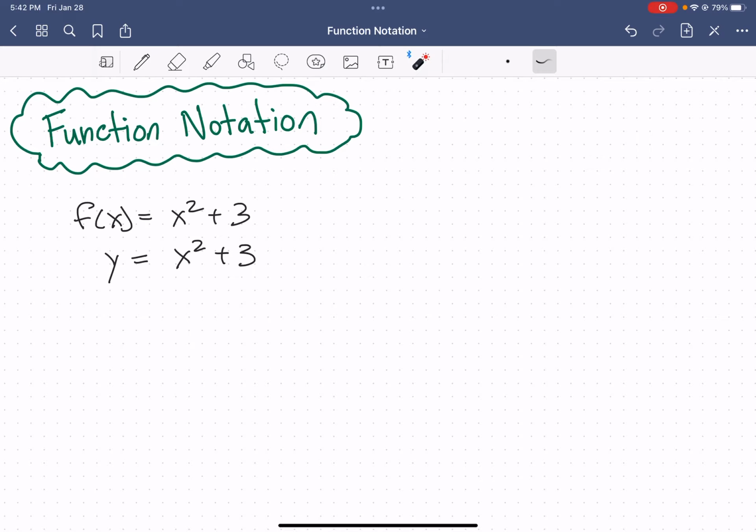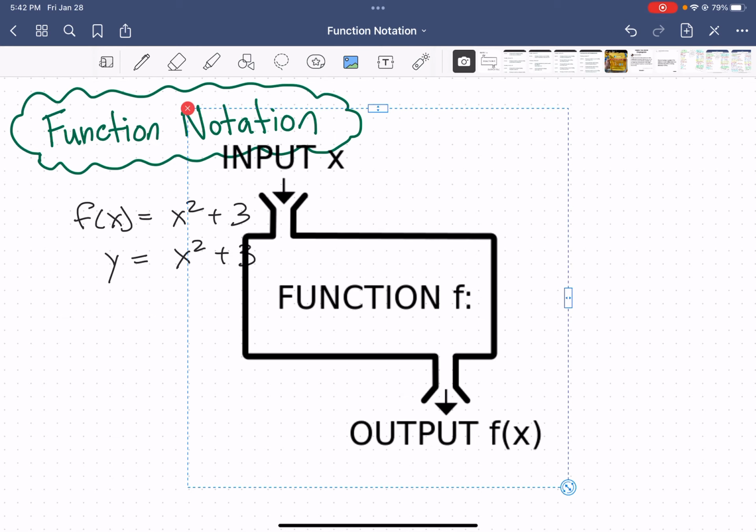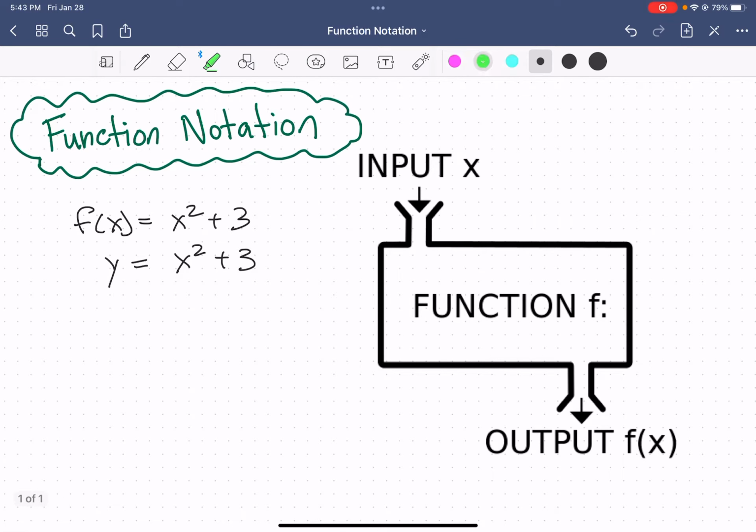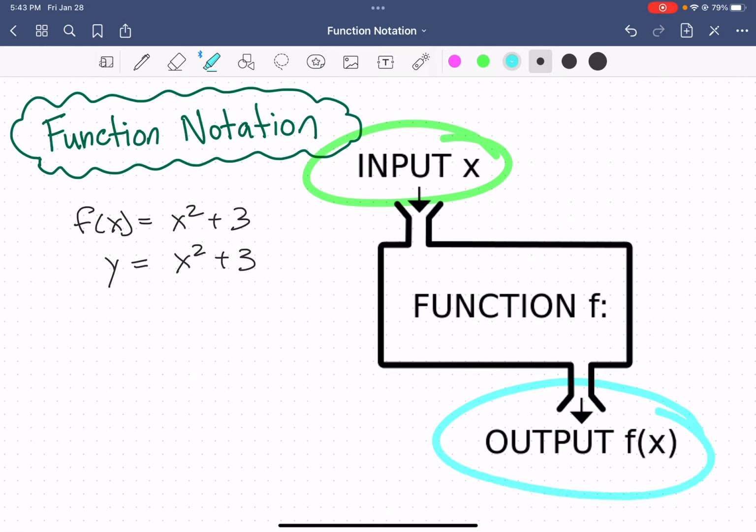And so just real fast, functions are like a machine. You put an x into the machine and you get a y out. You get an output out. So you put an x in, and what comes out, we've often called that a y, but now we're calling it f of x.